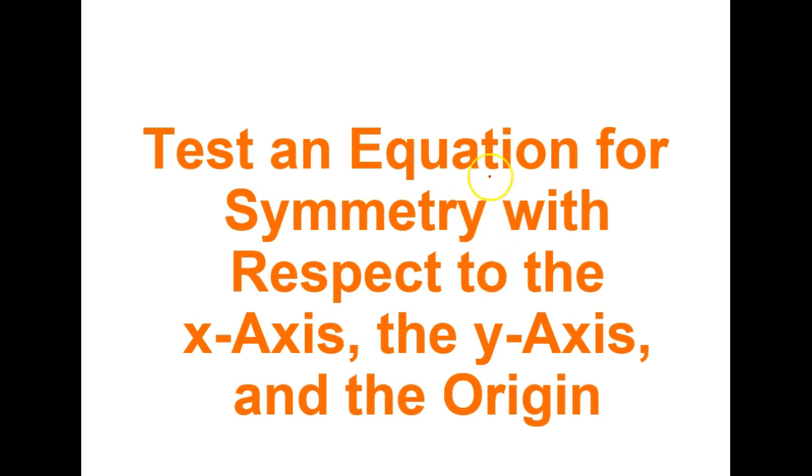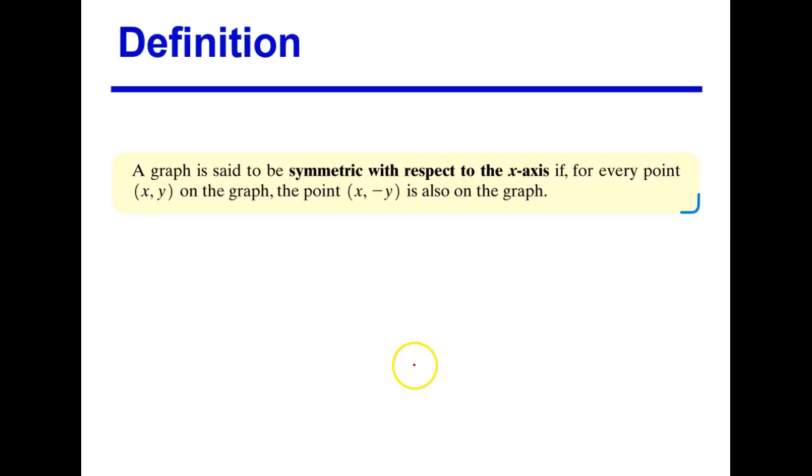So our next learning target. We're going to test an equation for symmetry with respect to the x-axis, the y-axis, and the origin. Now remember that symmetry is where I can fold it like a piece of paper or a mirror, and it's exactly the same. So my graph is symmetric with respect to the x-axis, and remember my x-axis goes this way.